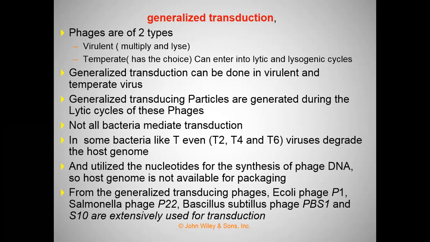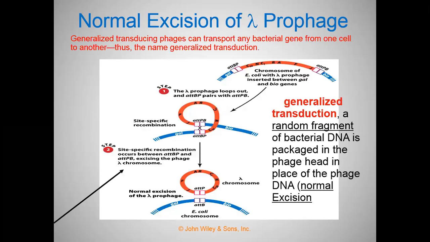Among generalized transduction phages, E. coli phage P1, Salmonella phage P22, and Bacillus subtilis phages PBS1 and SP10 are extensively used for transduction. Generalized transducing phages can transport any bacterial gene from one cell to another. Thus, the name generalized transduction is given to this process.